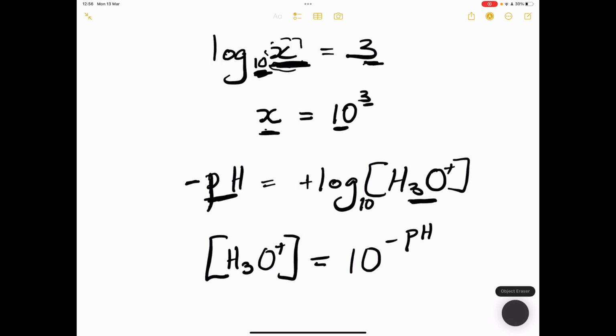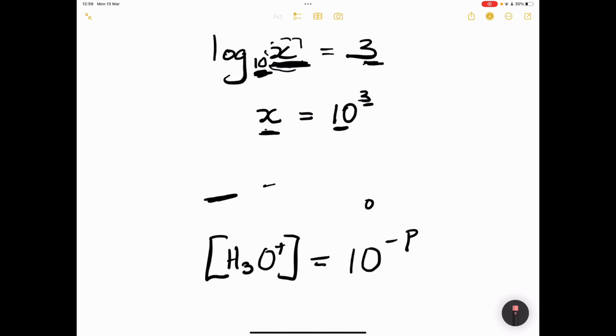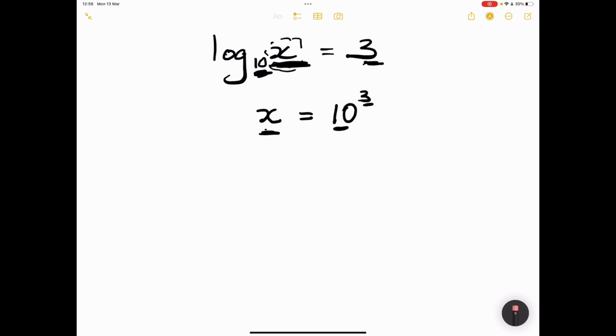So what I'm simply trying to say to you is that when you are solving log equations, we must remember this rule. Of course, all the other rules still hold in this case.